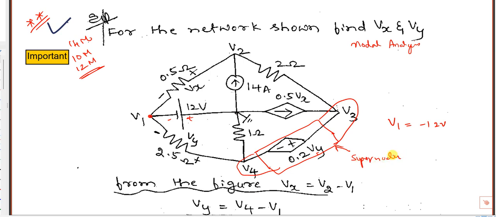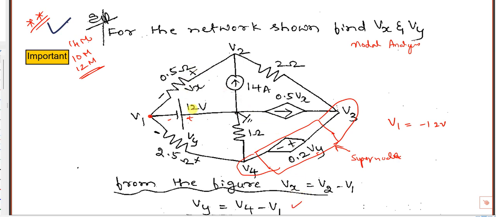And we can write one direct equation. Plus is towards V3, so V3 minus V4 is 0.2 Vy. Again, in the nodal equation, Vy and the like should be replaced with nodal voltages V1, V2, V3, V4. Vy is given here: V4 is on the plus side and V1 is on the minus side. So Vy is V4 minus V1, because it is the drop across the 2.5 resistor; the difference between these two nodes is nothing but Vy, which is V4 minus V1.